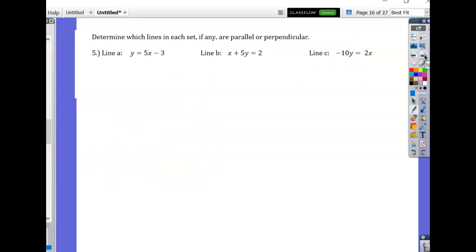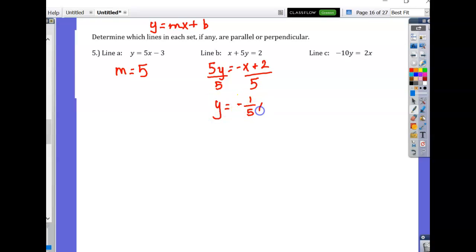Now it says determine which lines, if any, are parallel or perpendicular. In order to do that, we need to determine the slope for each line. Sometimes it's easy, and the slope for line A is really easy. It just falls out: y equals, slope would equal 5, because the equation is in slope-intercept form. Line B, we're going to move around a little bit to get it into slope-intercept form. So 5y = -x + 2, and then we have to divide by 5. So y = -1/5 x + 2/5. Our slope falls out as -1/5.